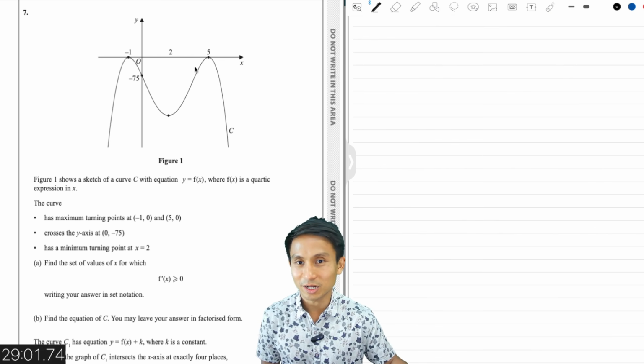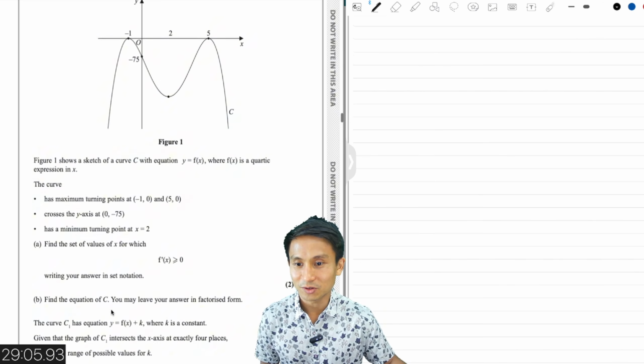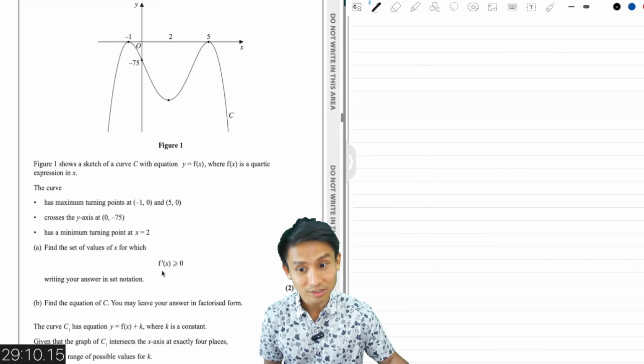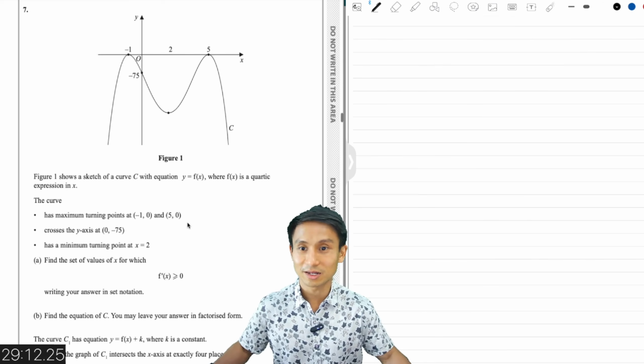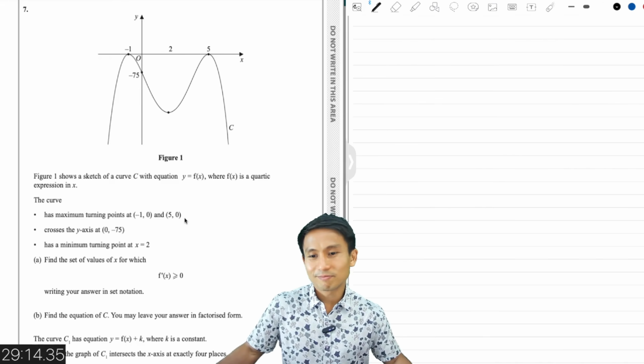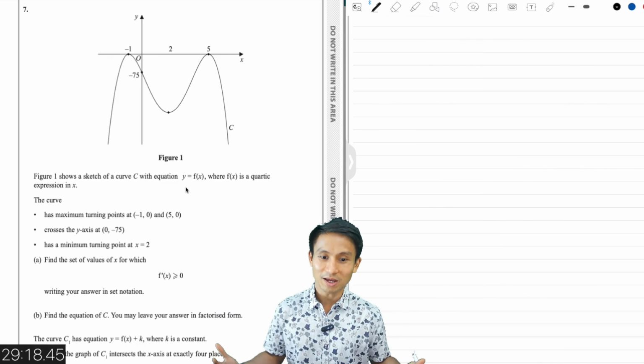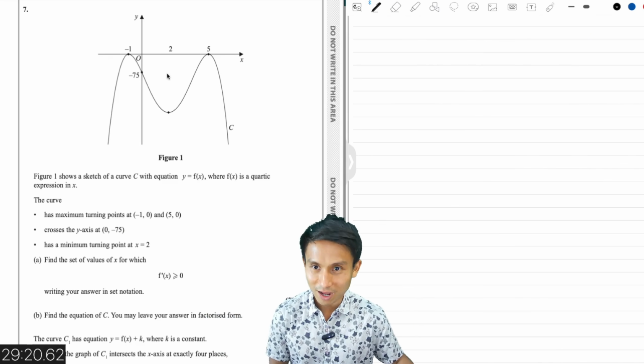Has minimum turning point at x equals 2. Yeah, minimum turning point here. Find a set of values for which the derivative of f(x) is greater than 0. So we probably don't need to differentiate anything because we don't know the equation yet. We can just look from the graph directly.